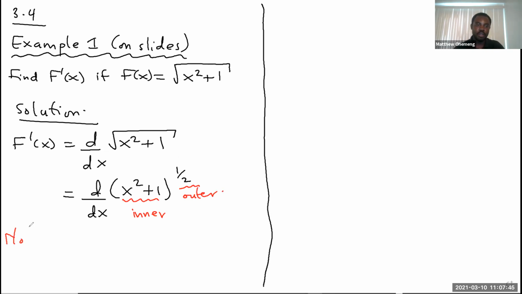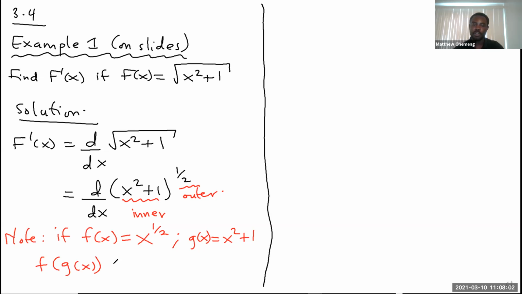So let me show you this. So note that if f of x is equal to x to the half, how do you decompose this? And then g of x is equal to what? x squared plus 1. Then f of g of x, which is a composite function formed out of these, will be what? Will be x squared plus 1 all to the half. So that's what I mean.